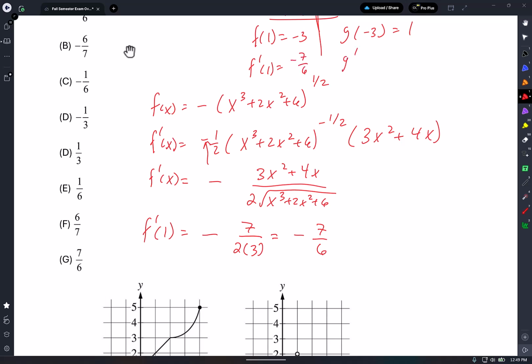So hence, g prime of -3, all you got to do is take the reciprocal of that, guys, is -6 over 7.